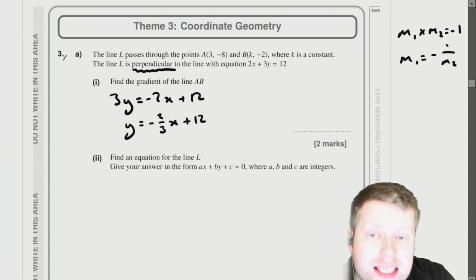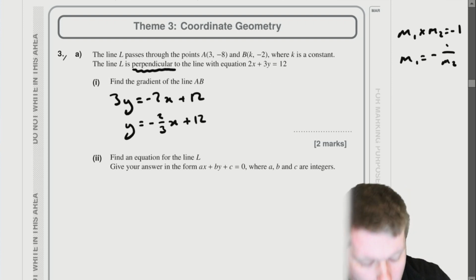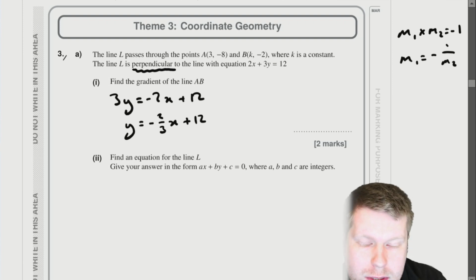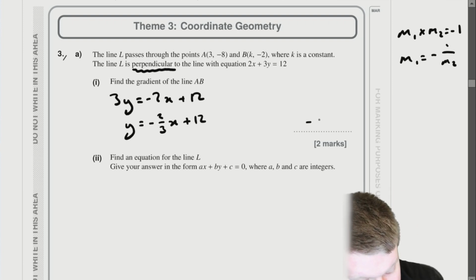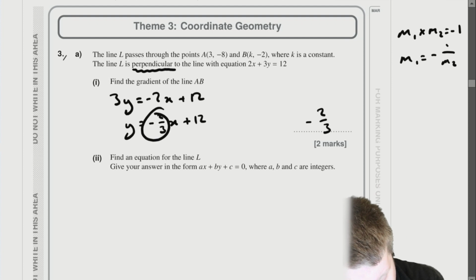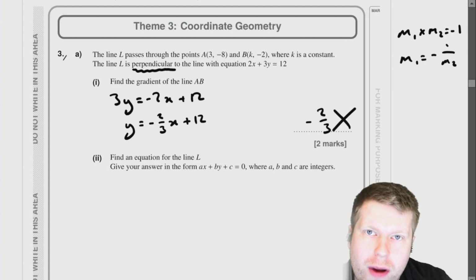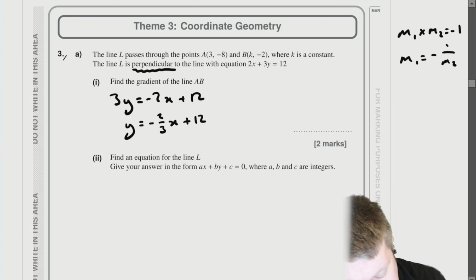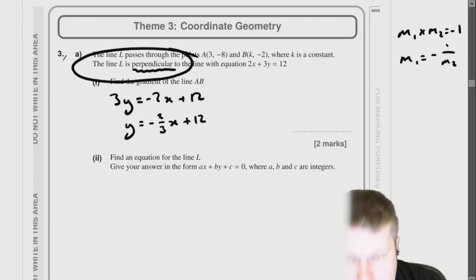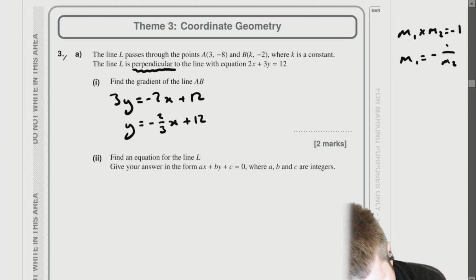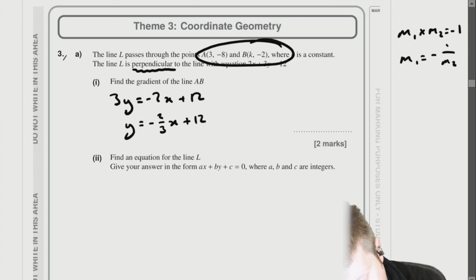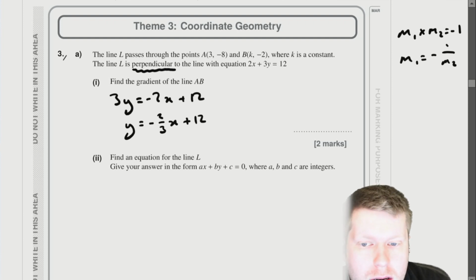Now remember, this is not the equation of line L. A lot of people who attempted this method got to this point, and then they put -2/3 as the final answer on the basis that that should be the gradient. But that is not correct, because this is the line which is perpendicular to L. In other words, we need to find the gradient of the line AB, the gradient of the line passing through A and B, or the gradient of line L.